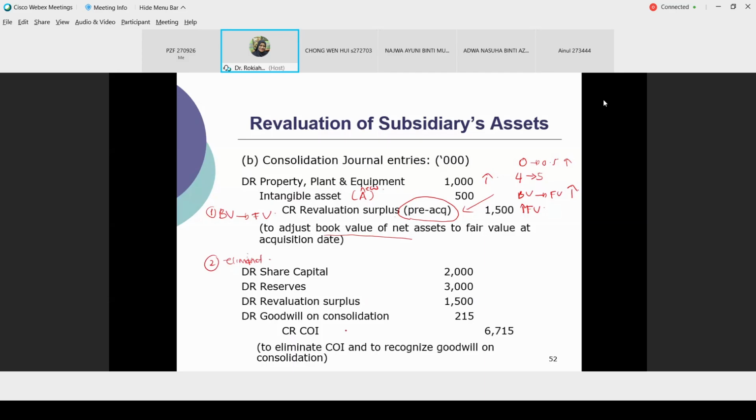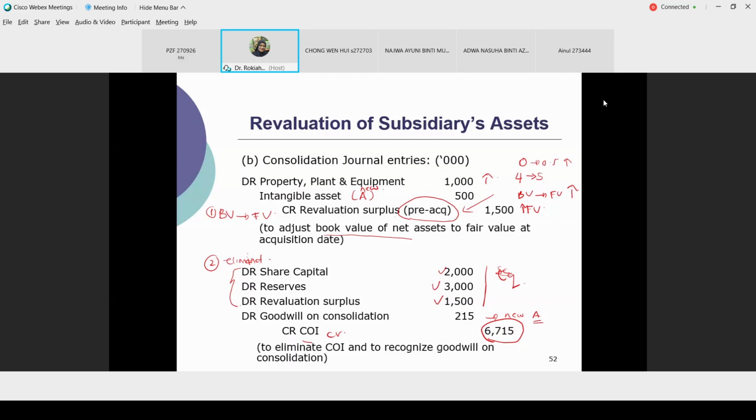For the elimination, you need to credit your COI, 6,715. The debits are share capital, reserve, and then a new item, the revaluation surplus. All these three items are under equity. Then there is goodwill, which is a new asset. This goodwill only exists at the acquisition stage. It is called goodwill on consolidation, and it becomes a new asset in the group.